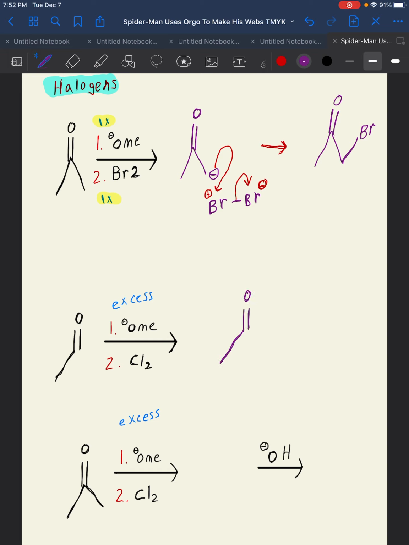Once again, the first example only had 1 times and 1 times, but when there is excess of both the nucleophilic base and the halogen, it can replace the hydrogens indefinitely. So, in this example, there is something else unique about the halogens. When we react this with a base, of course, and Cl2, we would get this product, since there is excess.